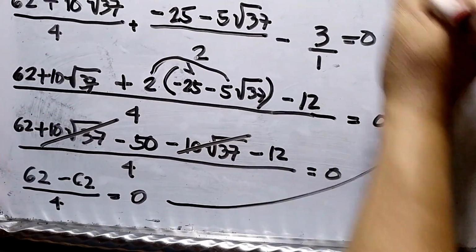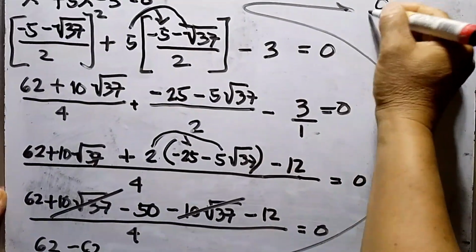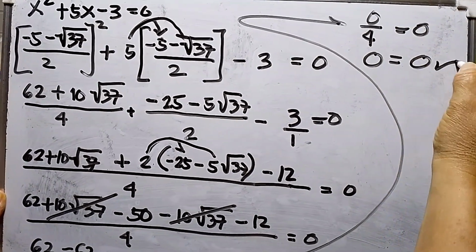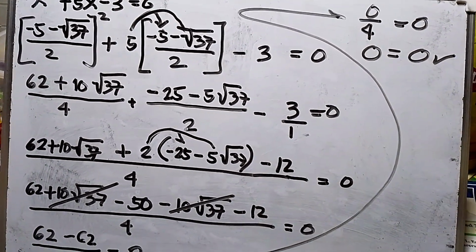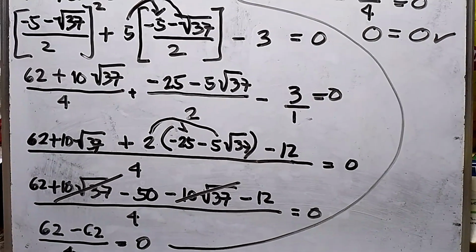This will be 62 minus 62 is 0. 0 over 4 is equal to 0. So 0 is equal to 0. So my x sub 2 is correct. Therefore my solution sets are correct. That's for number 2, and that's all.